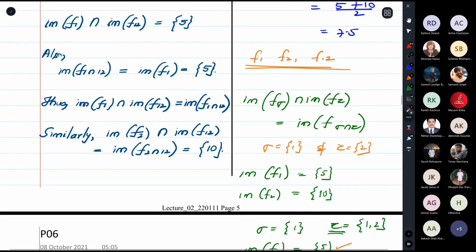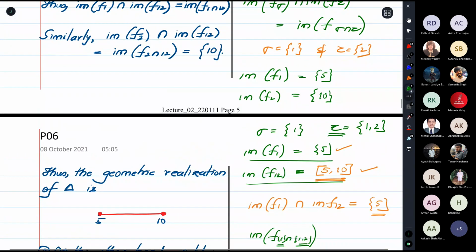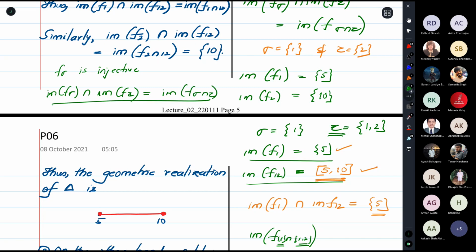Okay, so we can see that indeed for this f that we chose, the two conditions were satisfied. That is, all these f sigmas turned out to be injective. And we also saw that the image of f sigma intersection image of f tau turned out to be the image of f sigma intersection tau. So these conditions indeed turned out to be true.